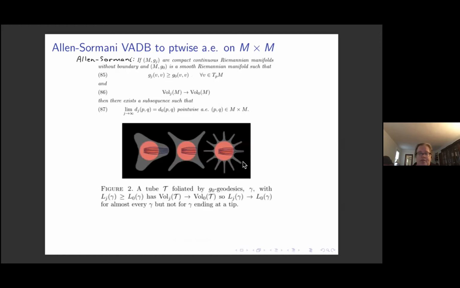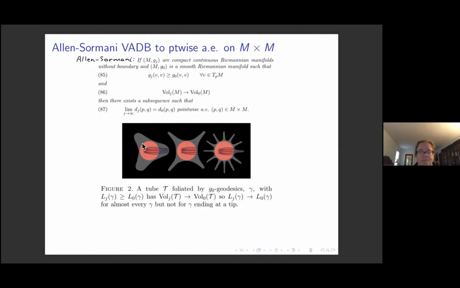Here's a picture of what we have to do the proof here. And this is the very Riemannian part. So this is the proof for this theorem, why this is enough to get this DJ. Suppose we have a collection of points here, a union of points here and points over here, a tube tau foliated by G0 geodesics. So we're using that the limit space has geodesics with length J gamma greater than or equal to length 0 gamma. That's going to come from 85 here. And volume J tau going to volume 0 tau of this tube. The volume of the tube is converging to the volume of the tube. If the volumes are converging, you can show that the volumes of the tubes also converge.